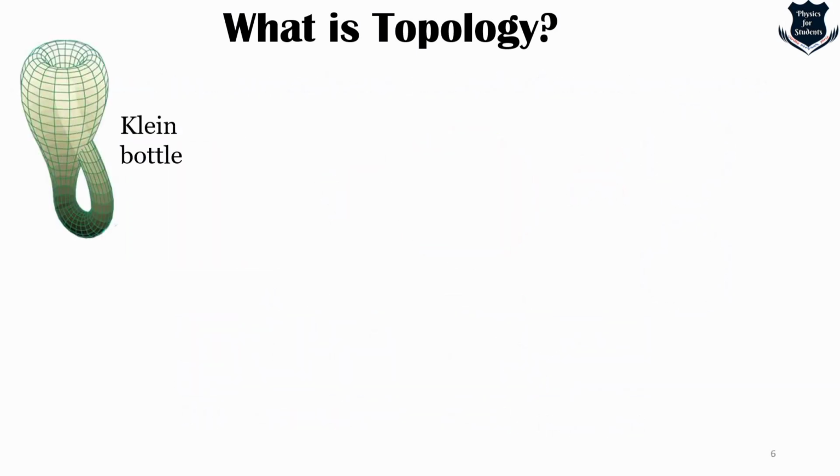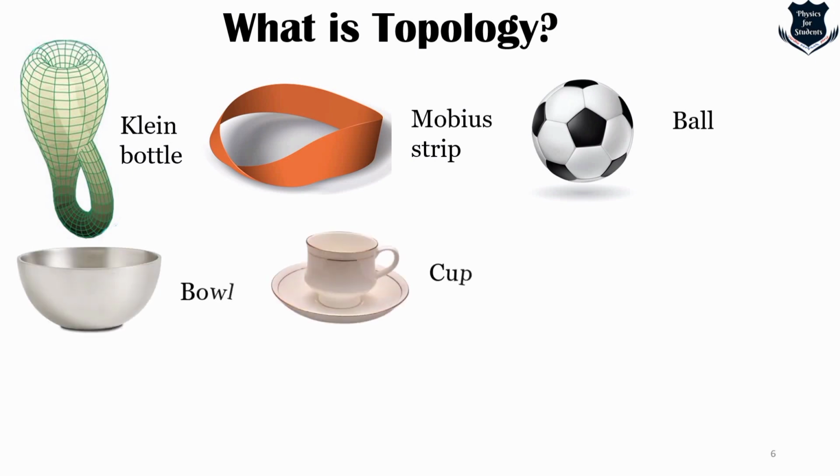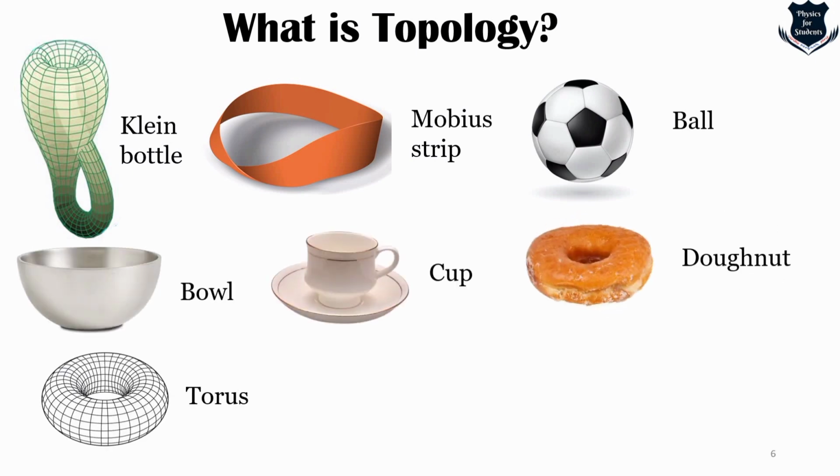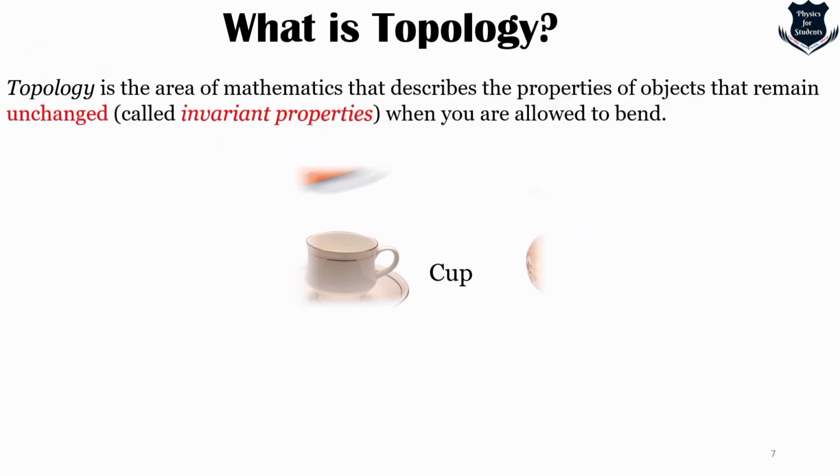I will just show you quickly some of the objects so that it becomes clear what the objects are when we talk of topology. We have a Klein bottle, we will learn about the Klein bottle and Mobius strip, don't worry. Ball, a bowl and a cup, a donut, a torus, triangle, and circle. These are all different topological shapes, but each of these shapes has a lot of underlying meaning, the mathematics, the surfaces, the curves, etc., which we will learn in due course of time. However, some of these objects we are covering in this video.